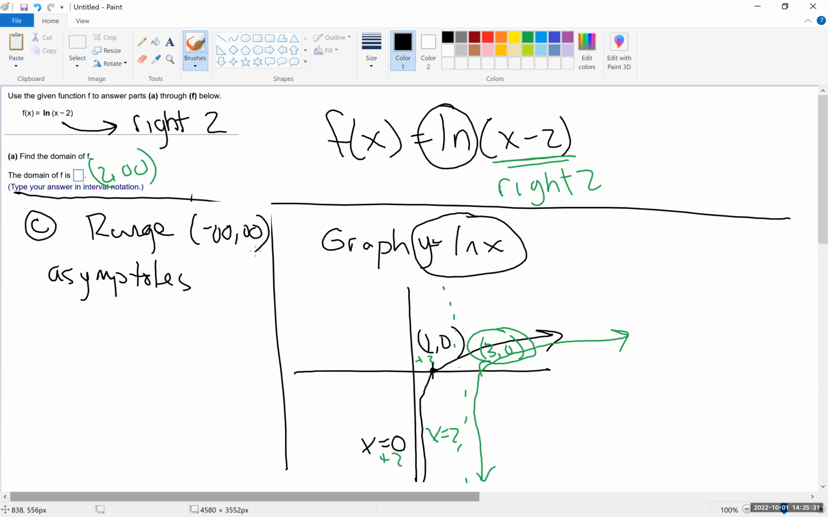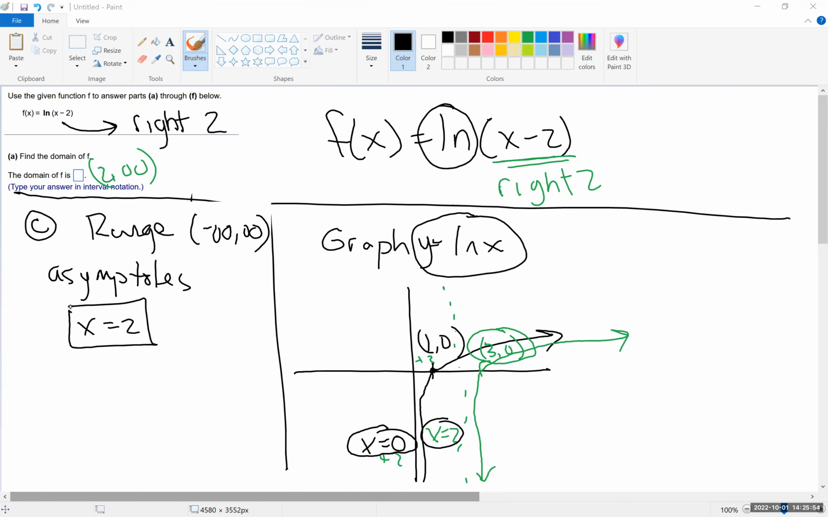The asymptotes. What are our asymptotes? Well, the asymptote started at x equals 0. And then because we moved everything to the right 2, our asymptote is going to be x equals 2. When entering it into MyMathLab, we want to make sure to put x equals 2 because an asymptote is a line.